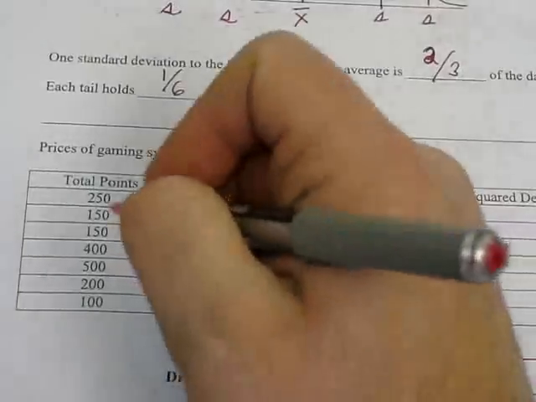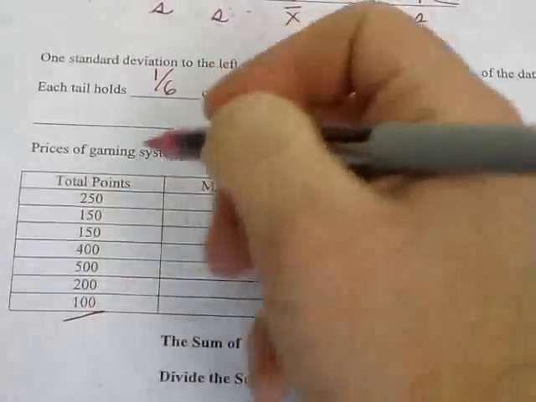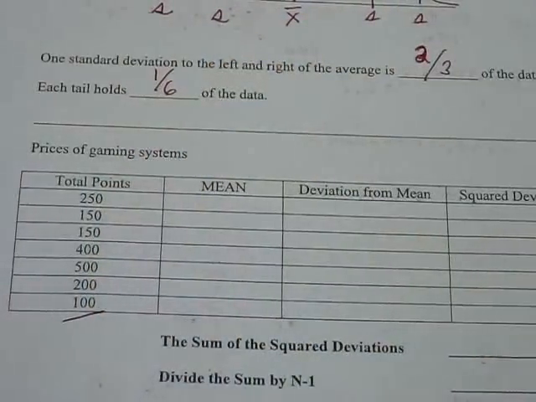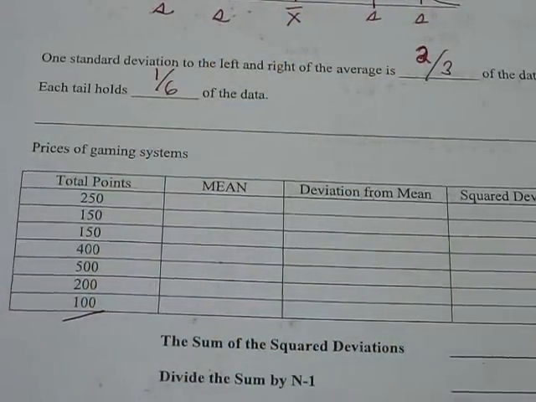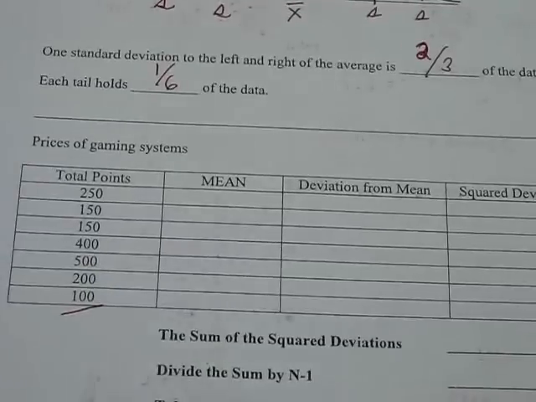The first step is you have to find your average of these video game systems. I picked some video game systems from the Best Buy catalog at random, and I listed them here.